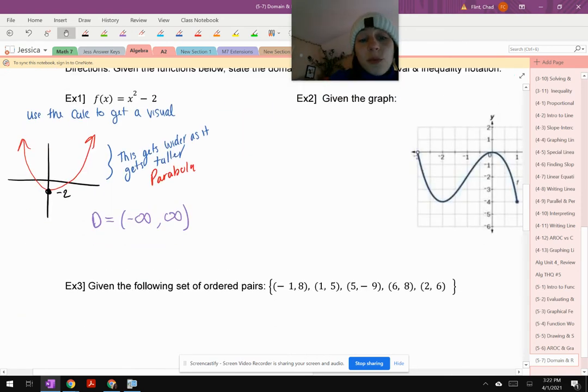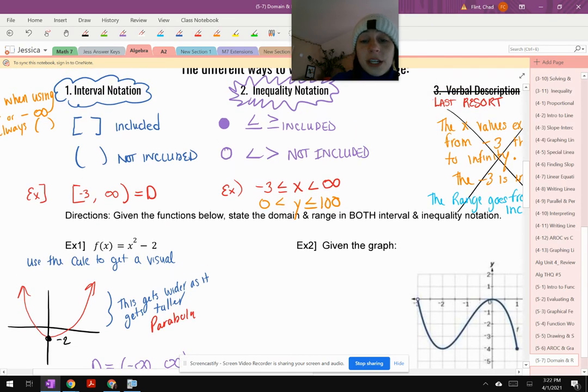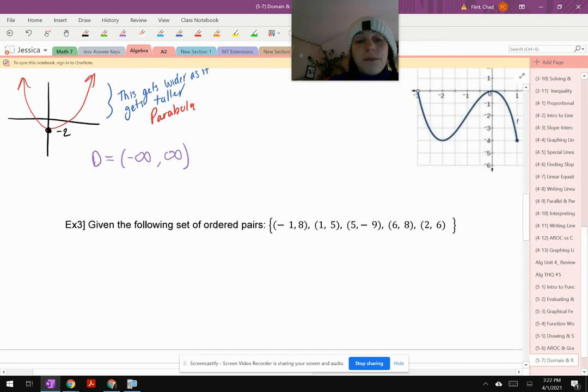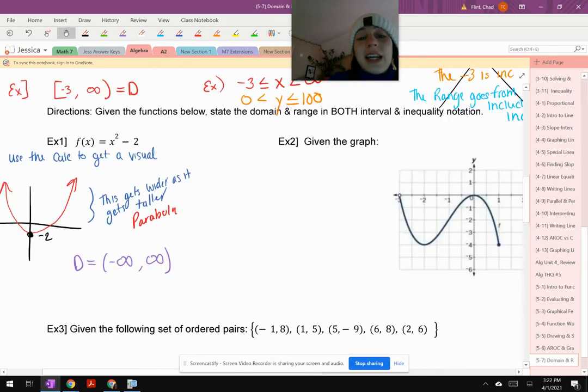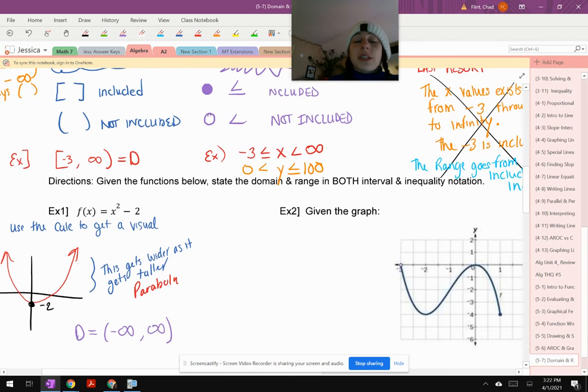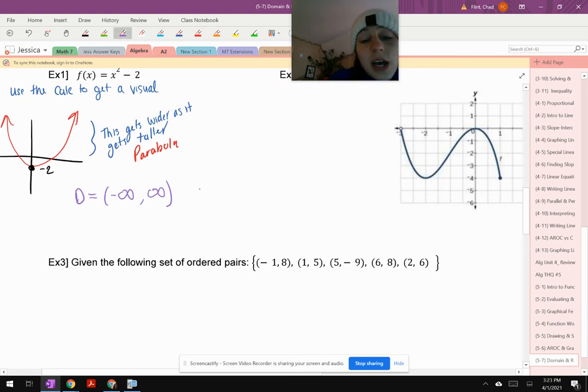Writing that the same way, but using inequality notation, it's not included, so I'm going to be using the less than symbol. And you're really not ever going to be using the greater than ones. You're only ever going to be using the less than ones because that's what makes sense in the sentence. So domain is x, so we're starting with -infinity is less than x, and x is less than infinity. Neither of those are included because you can't put a point on infinity.